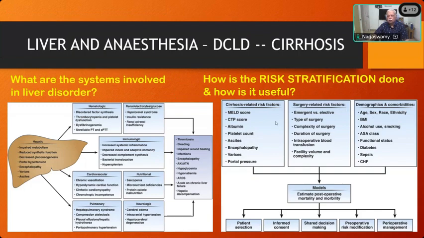You should not just write about CTP scoring, MELD scoring and stop with that. This is mainly what I have given for theory exam writing. So the risk stratification in liver disease is based on these three factors: liver related, surgery related, and demographic. The ultimate aim is to estimate the post-op morbidity and mortality, which will give you a clue to how to manage or handle this.